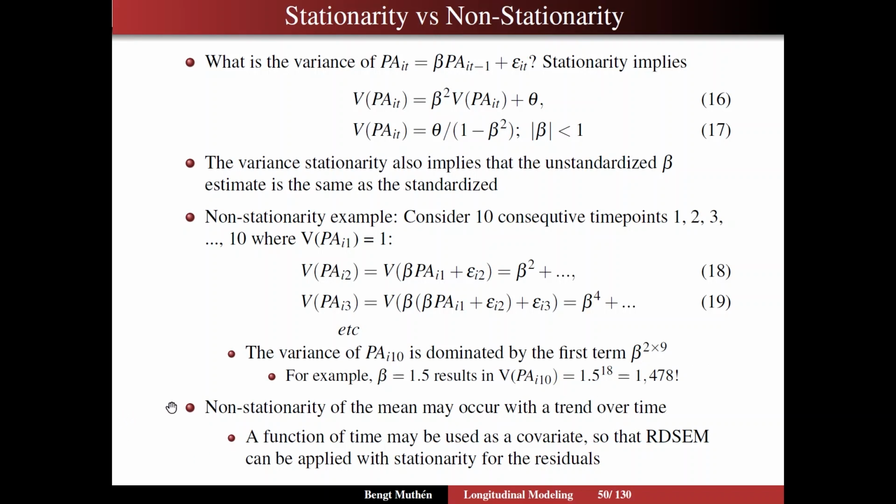Now we can also consider non-stationarity of the mean, which may occur with a trend over time. But then we could model that. We can use a function of time as a covariate, so that residual DSEM, which we will talk about soon, can be applied with stationarity for the residuals, for what's left after we have accounted for a function of time used as a covariate.